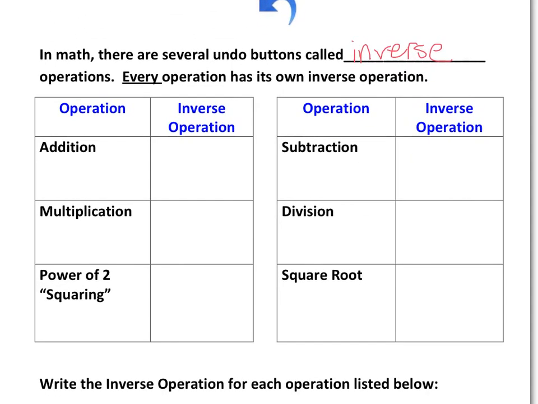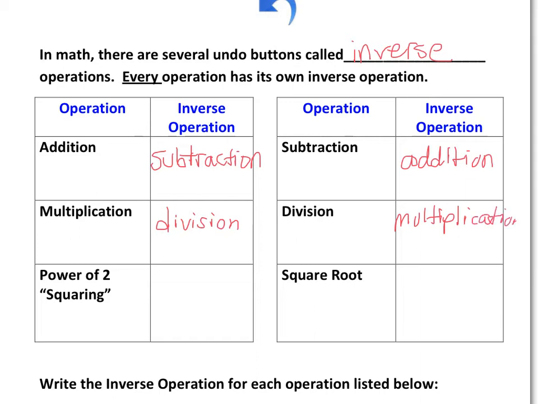Okay, let's look at addition. How do we undo addition? We undo addition with subtraction. And how do we undo subtraction? It's kind of like yin and yang. We undo subtraction with addition. And as we already said, how do we undo multiplication? We undo multiplication with division. How do we undo division? With multiplication.